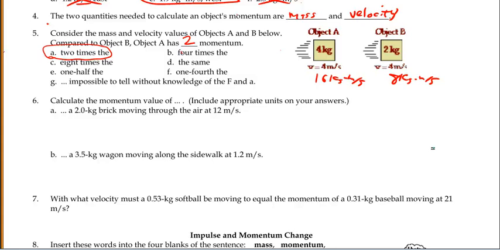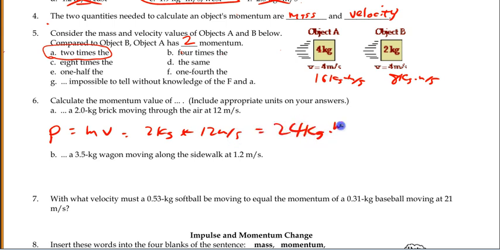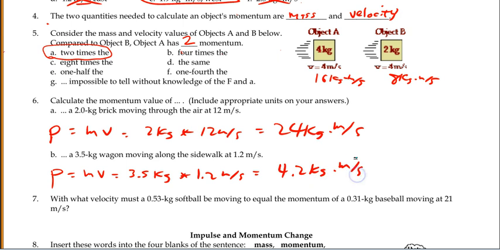Calculate the momentum value. It's going to be the magnitude of a 2 kilogram brick moving through the air at 12 meters per second. That's going to be p equals mv, 2 kilograms times 12 meters per second, is 24 kilogram times meter per second. Next, a 3.5 kilogram wagon moving along the sidewalk at 1.2 meters per second. That's going to be p equals mv equals 3.5 kilograms times 1.2 meters per second, which is going to be 4.2 kilograms times meters per second.